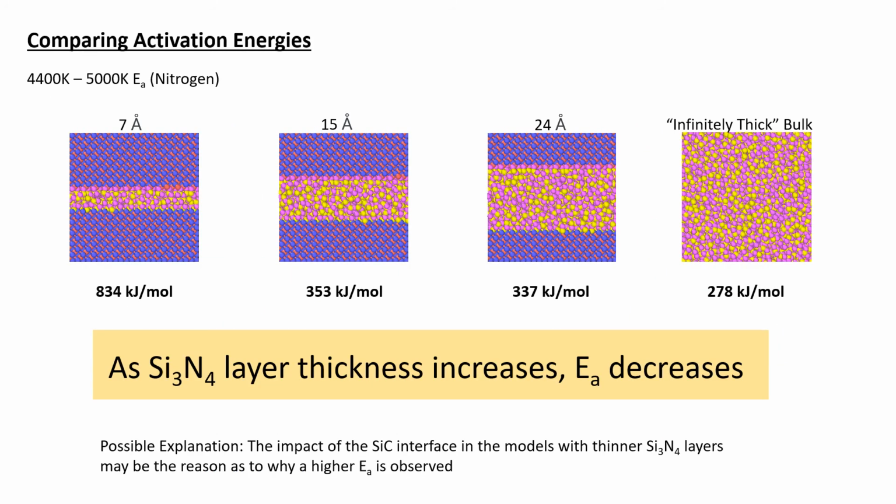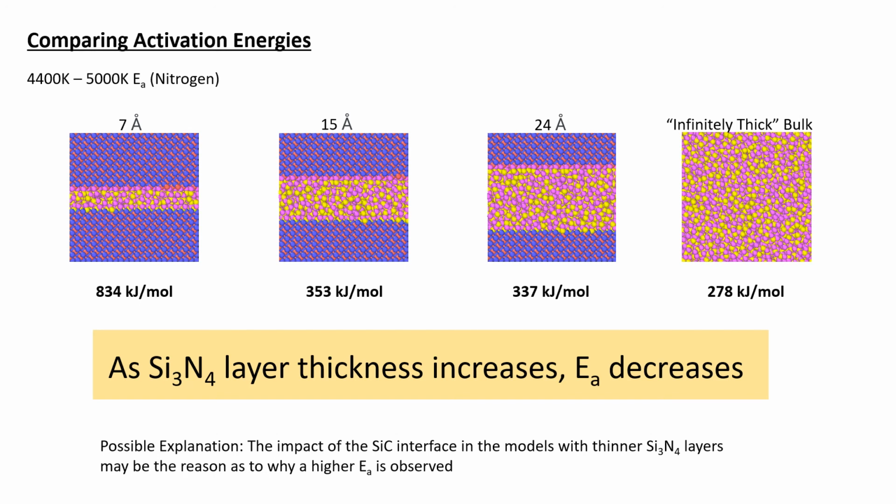So, after applying the same process for creating the Arrhenius graphs to each individual model, we can see a general trend that as the silicon nitride layer increases, the activation energy decreases. For the 7 angstrom model, we receive a value of 834 kilojoules per mole for the 4,400 to 5,000 Kelvin region, which differs very significantly from the 15 angstrom and 24 angstrom models, which produce values of 353 kilojoules per mole and 337 kilojoules per mole respectively.